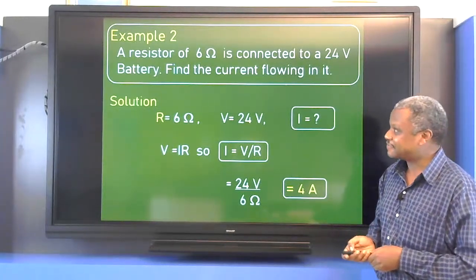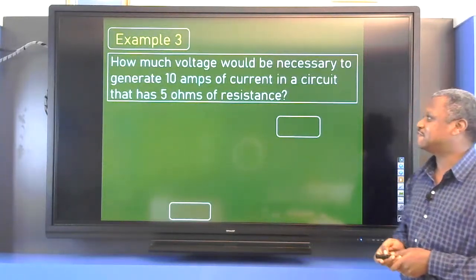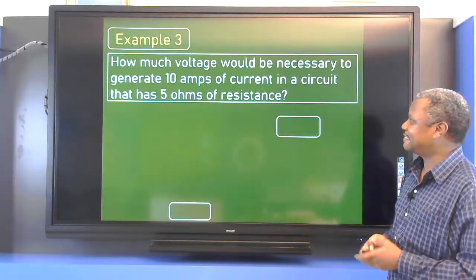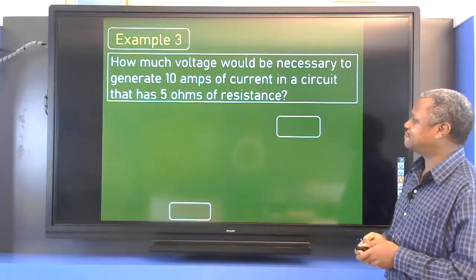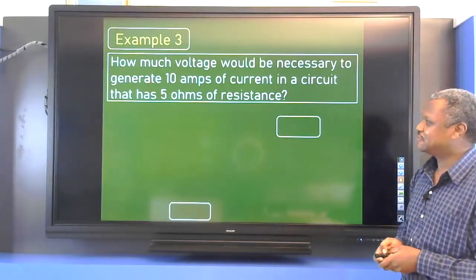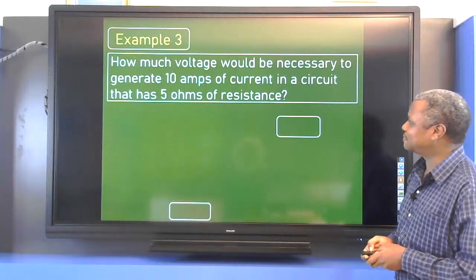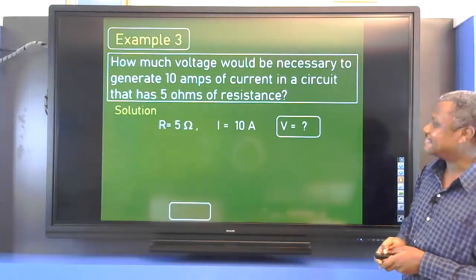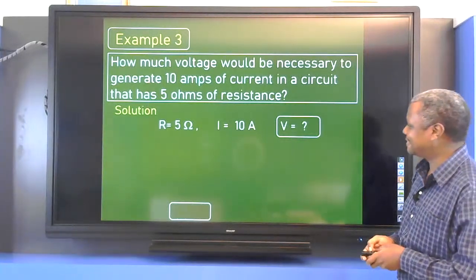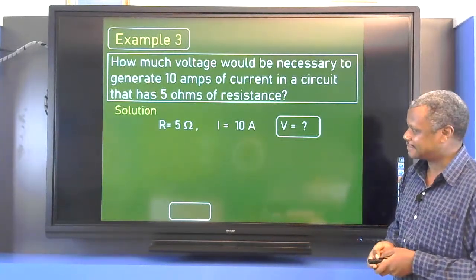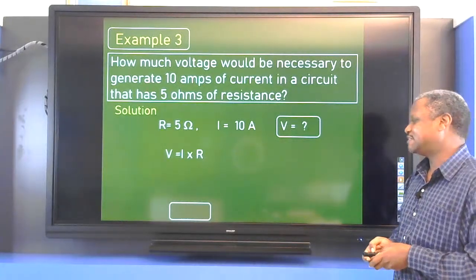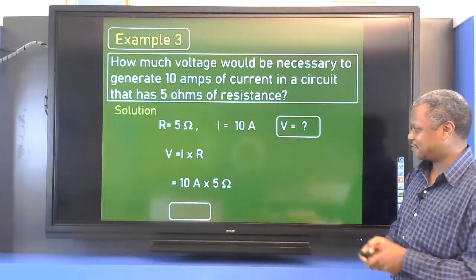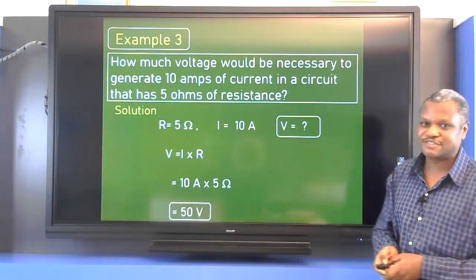The last example, number 3, we have is as follows. How much voltage would be necessary to generate 10 amps of current in a circuit that has 5 ohms of resistance? So one more time here, you write what you know, you find what you don't know. Solution, we know the resistance is 5 ohms, the current is 10 amperes, but we don't know the voltage. But we remember the first formula, voltage is equal to current times resistance. So we just substitute that, 10 amperes times 5 ohms. The correct answer we get is 50 volts.